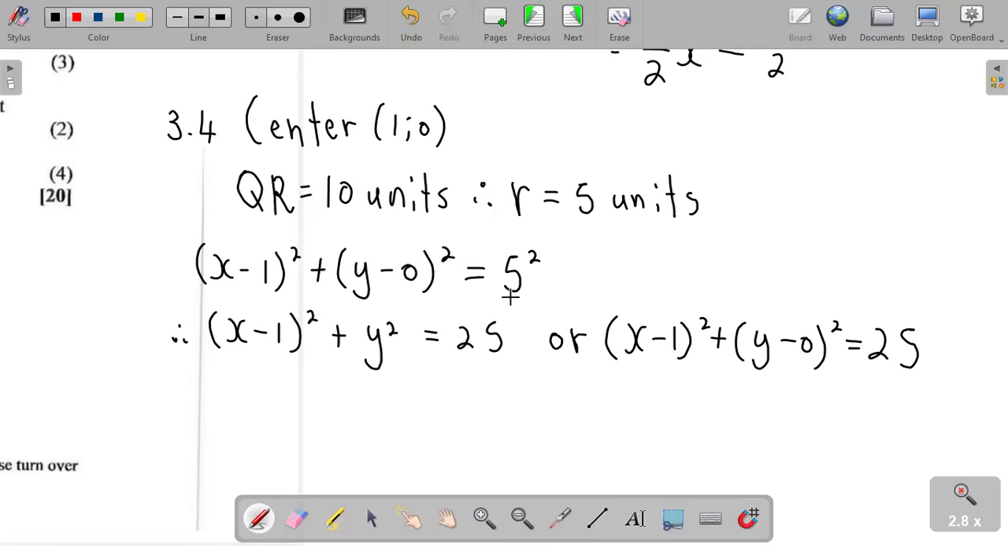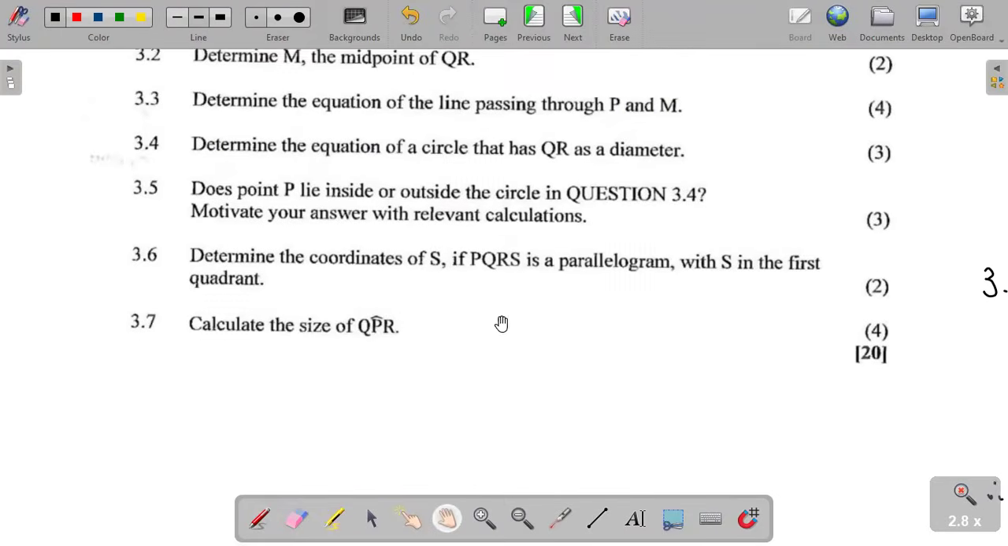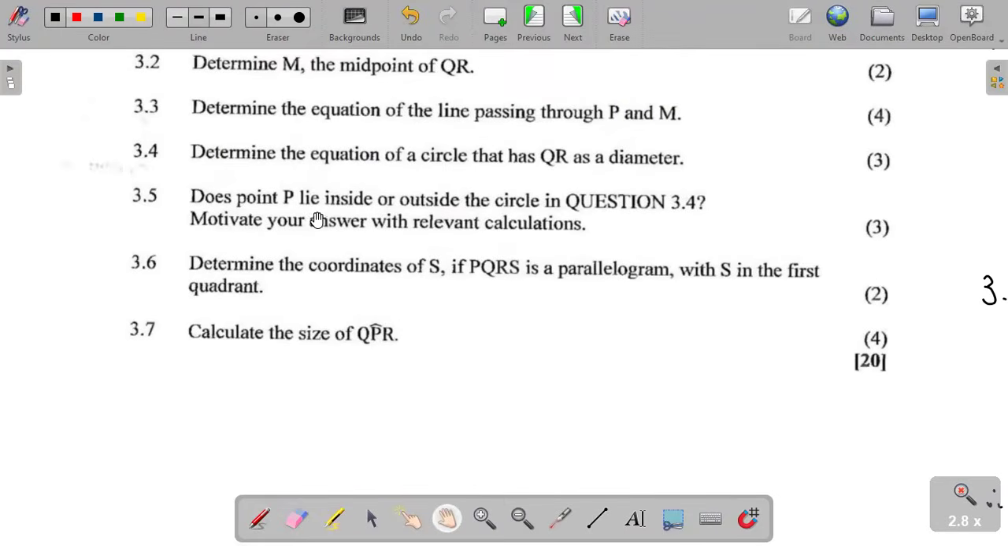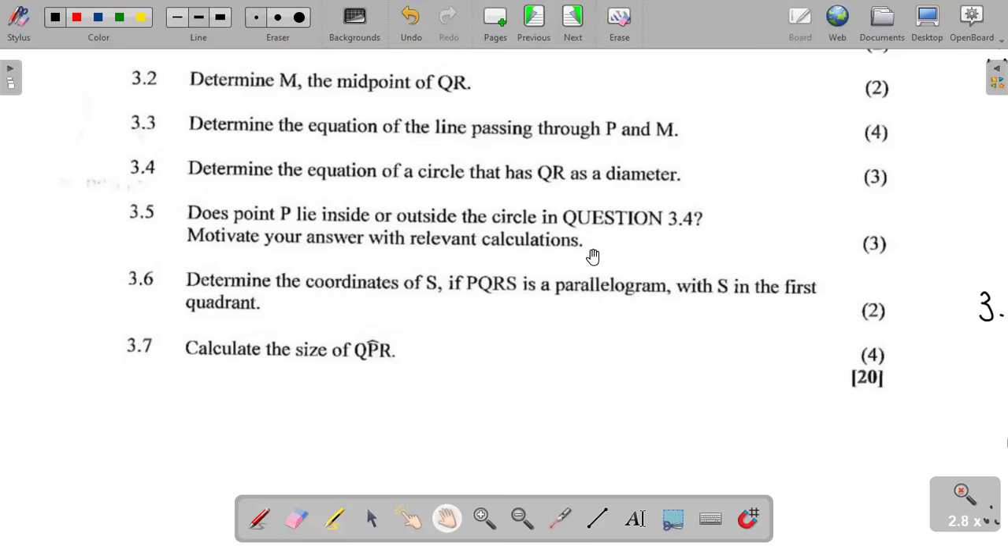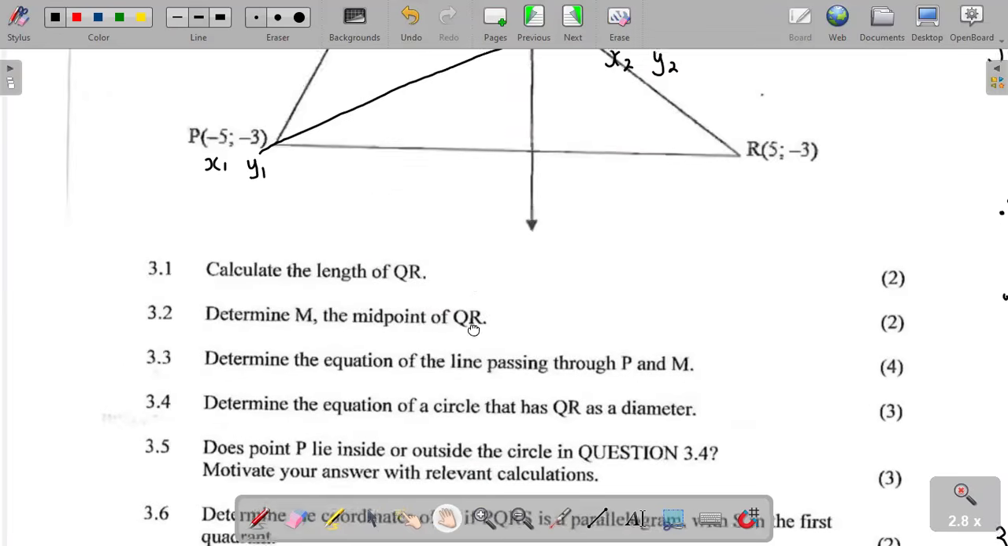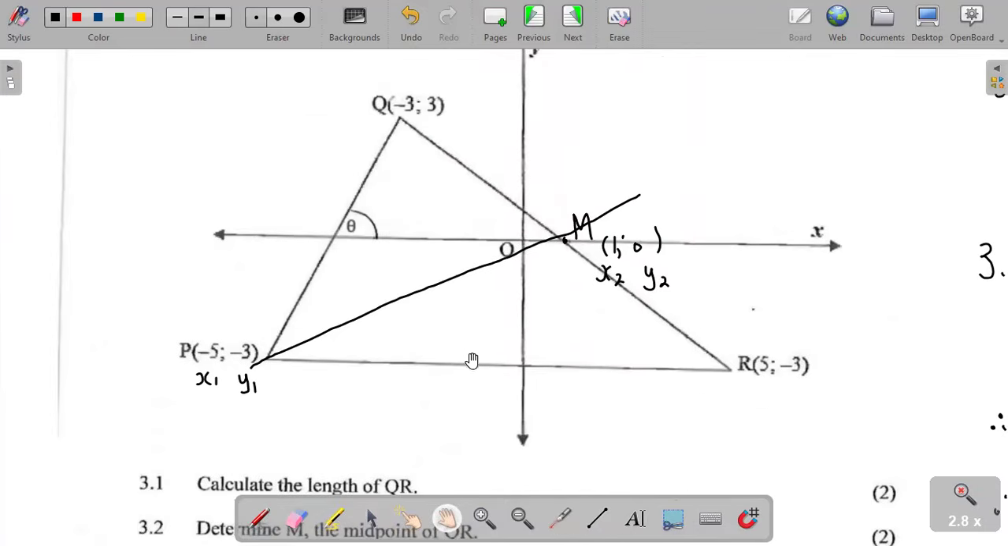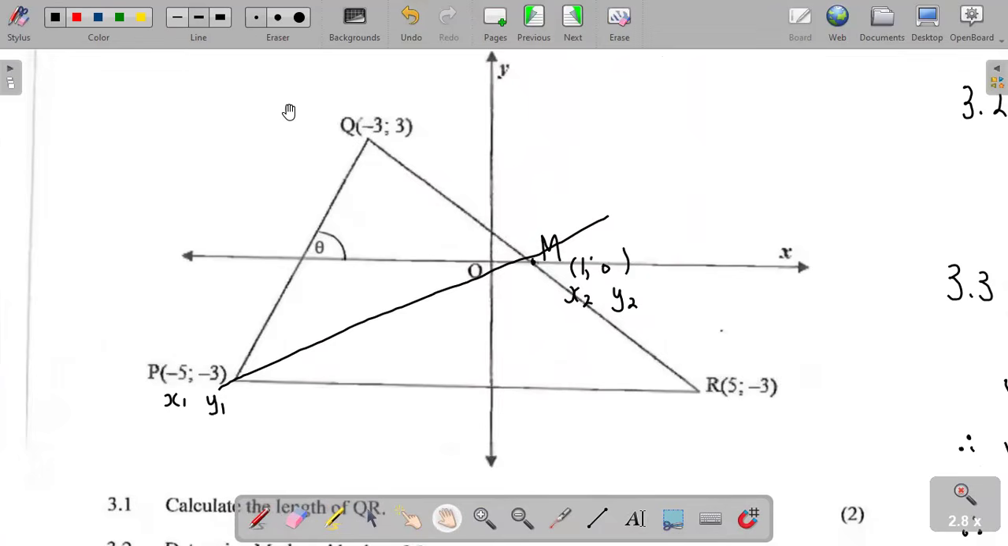And then 3.5, what do they want? They say, does the point P lie inside or outside the circle in question 3.4? Motivate your answer with relevant calculations. Okay, let's set the point P. The circle will be like this. The circle passes through.